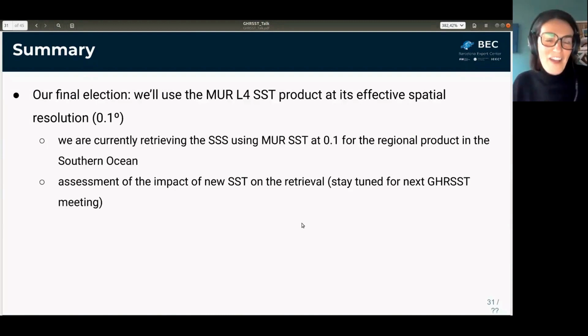So our final election, and our answer after seeing this analysis, is that we will use the Moore level 4 SST product, but at its effective spatial resolution that we estimated, which is 1/10 of a degree. We are currently retrieving the sea surface salinity using this product in the southern ocean, and so we need to assess the impact of this new SST retrieval. I hope that my colleagues and I can give you some updates on that in the following meeting.